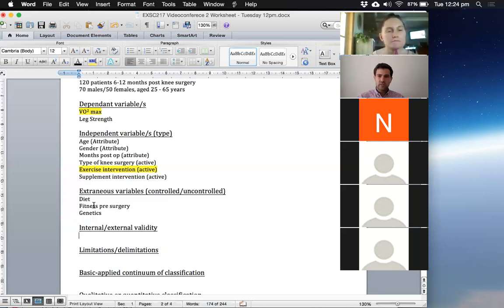Controlling or not controlling for extraneous variables influences our internal and external validity as a trade-off, but there's something that we can do that increases both our internal and external validity. What do you think? Any ideas?